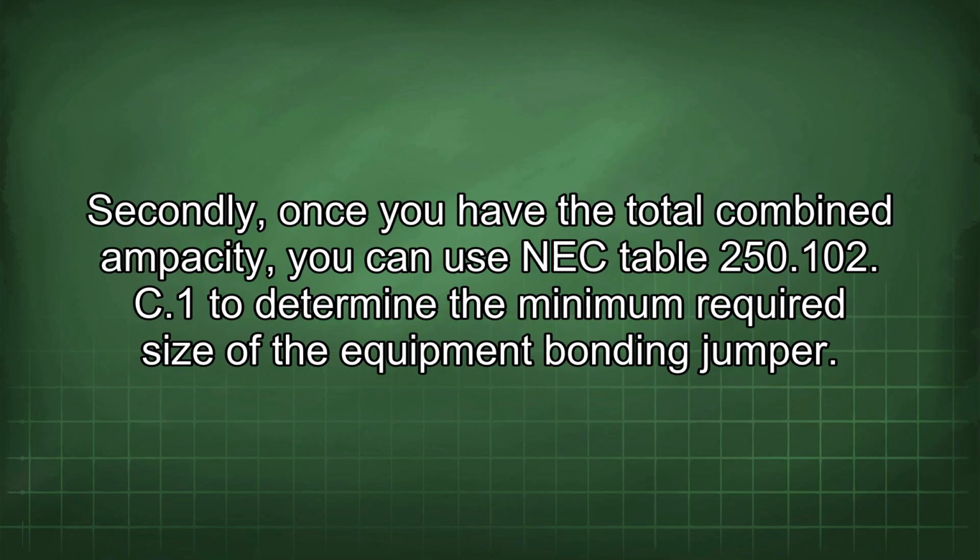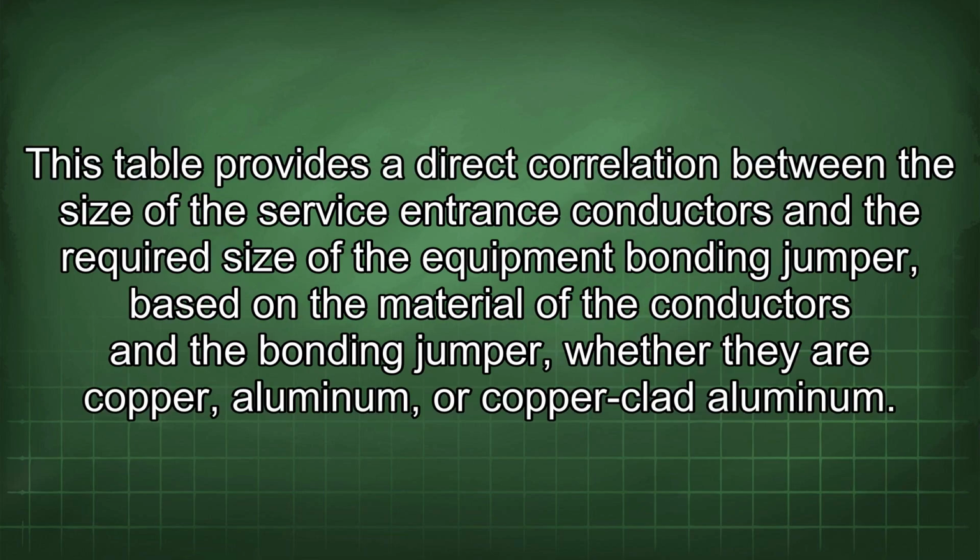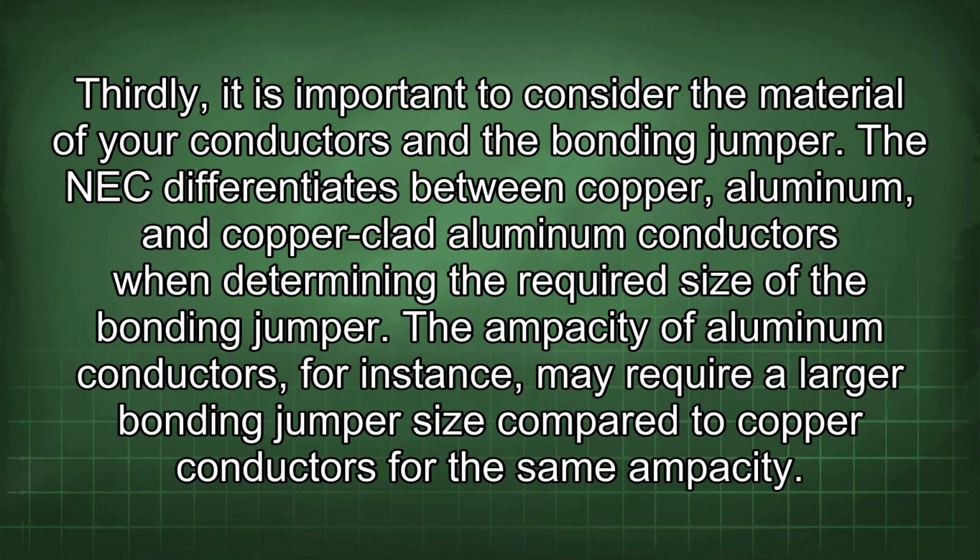Secondly, once you have the total combined ampacity, you can use NEC Table 250.102(C)(1) to determine the minimum required size of the equipment bonding jumper. This table provides a direct correlation between the size of the service entrance conductors and the required size of the equipment bonding jumper, based on the material of the conductors and the bonding jumper, whether they are copper, aluminum, or copper-clad aluminum.